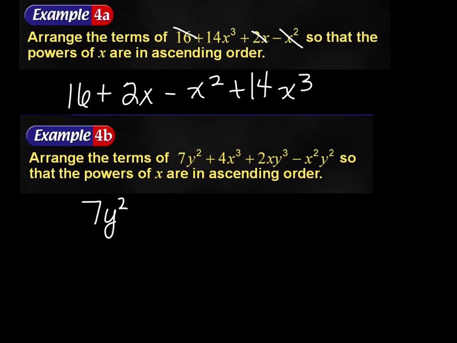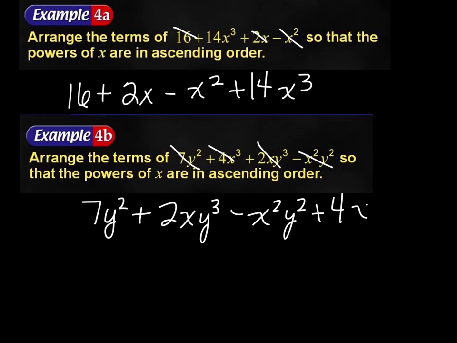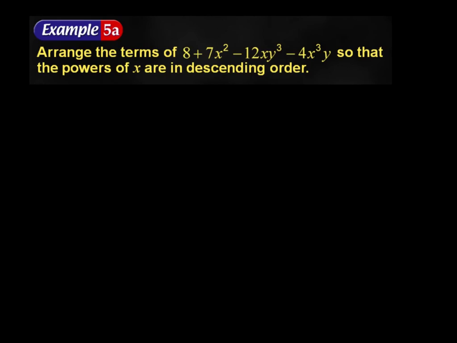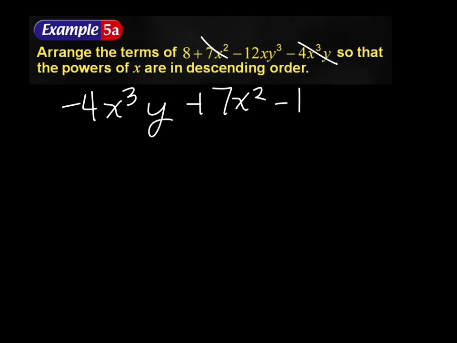Again we're doing the powers of x in ascending order, so the least x's I have is none, and then this term has 1. There's none, there's 1, and then 2, and then finally 3. I was just crossing things out to keep track of where we were. In this example, they want us to go in descending order, so we're going to start with the most x's I have, which is 3, and then 2, and then 1, and finally none. So I'm descending, I'm going down.